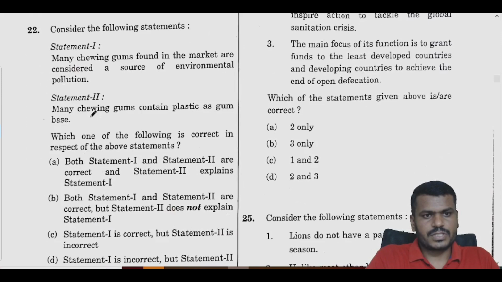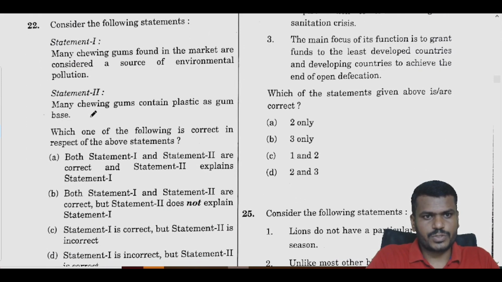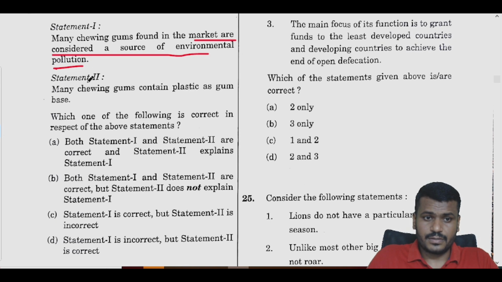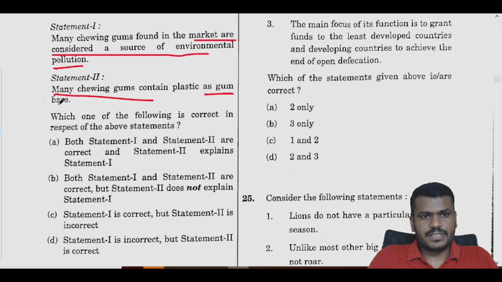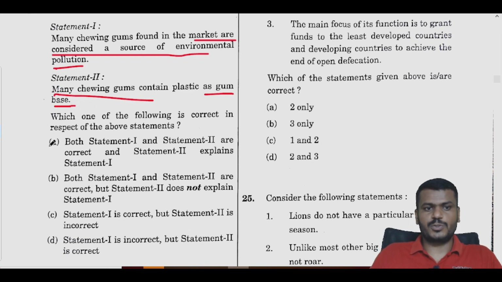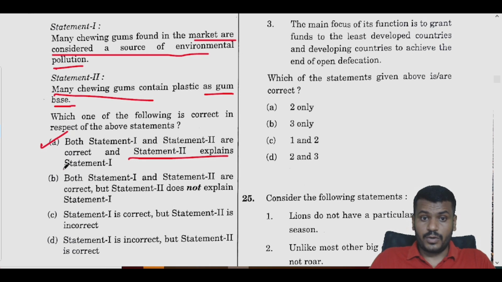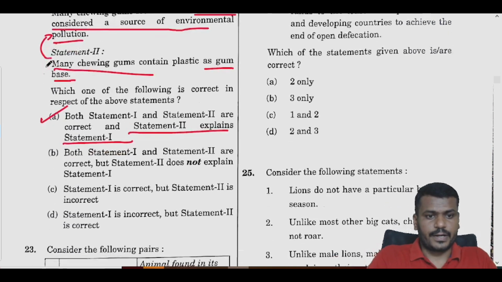Next, 22nd question. Many chewing gums found in the market are considered a source of environmental pollution. Is it true? Yes, definitely. And many chewing gums contain plastic as a gum base. Yes, that is also true. And the right answer is both statement 1 and statement 2 are correct, and statement 2 also explains the first one's reason. So both are correct.